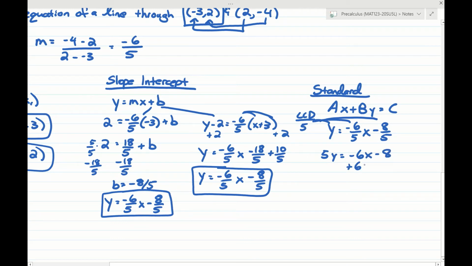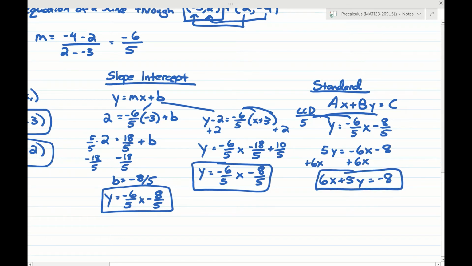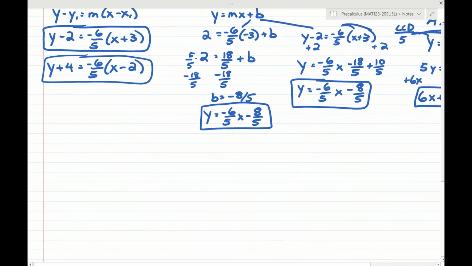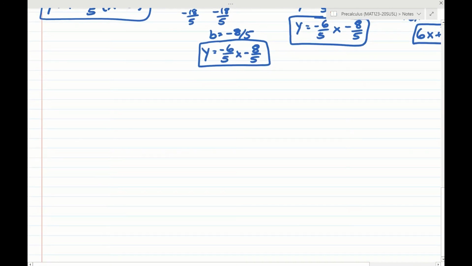And then we could get the x on the same side with the y, and the x always comes first. 6x plus 5y would equal negative 8. Now the c value could be negative, but a has to be positive, there's no fractions or decimals, and the x and y are together. Let's move on to the next type of example.